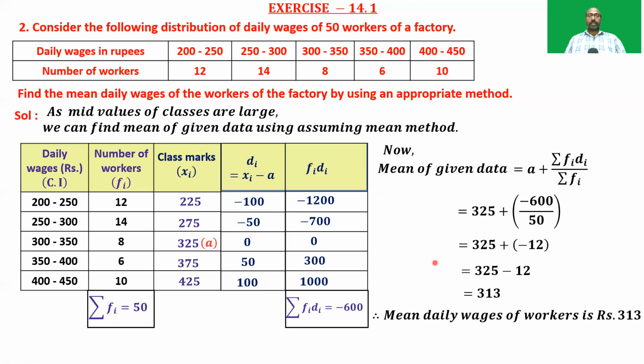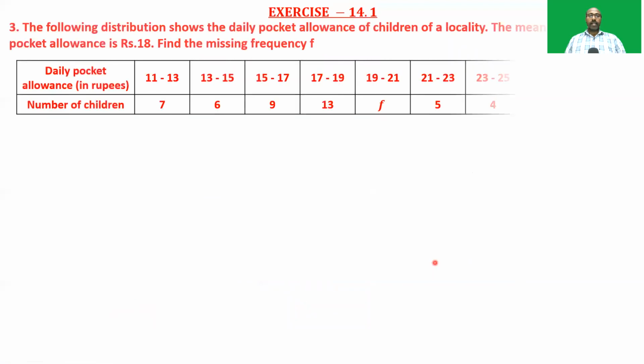So take the third one. The following distribution shows the daily pocket allowance of children of a locality. The mean pocket allowance is 18 rupees. So find the missing frequency f.